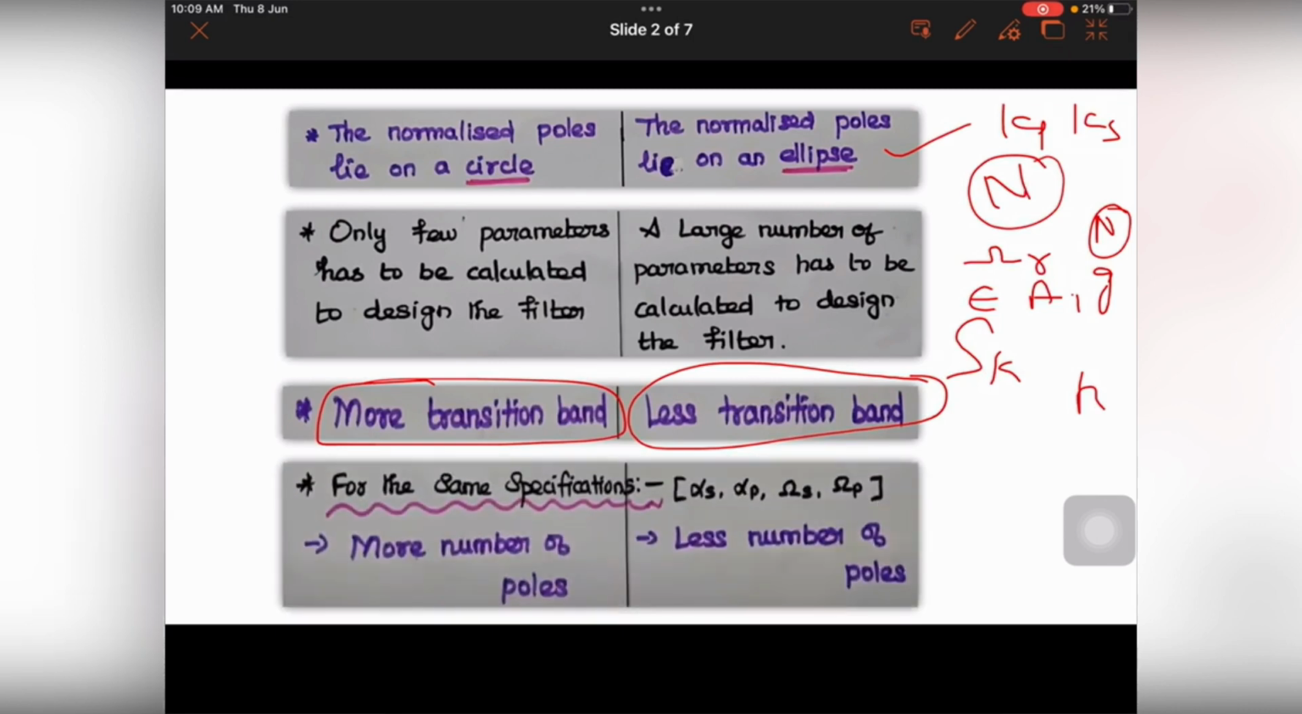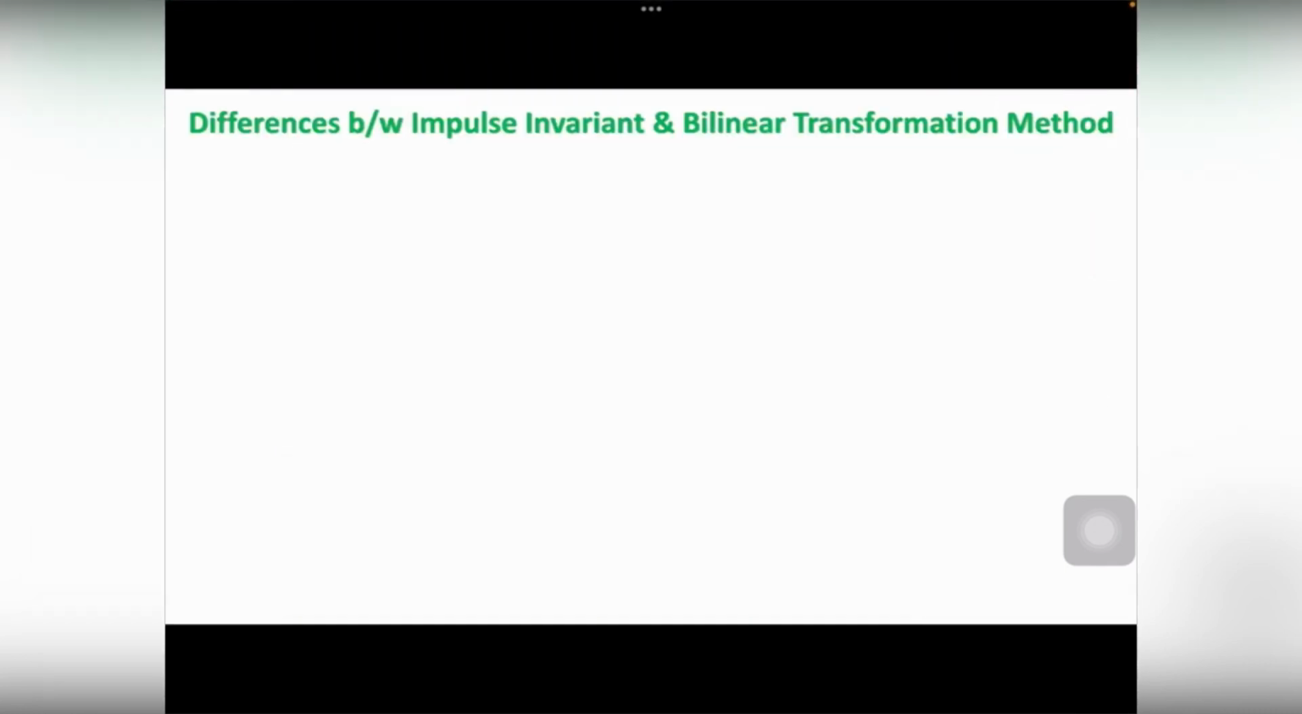So you can expect this important topic. You can write any 4 to 5 differences, and easily you can score 5 to 6 marks in the exam.